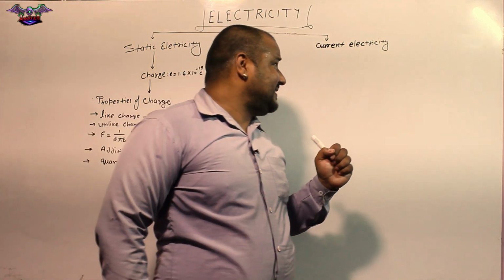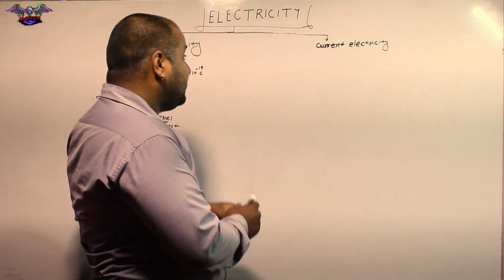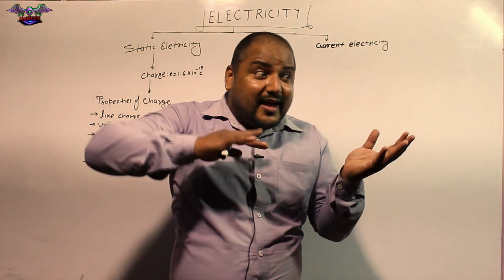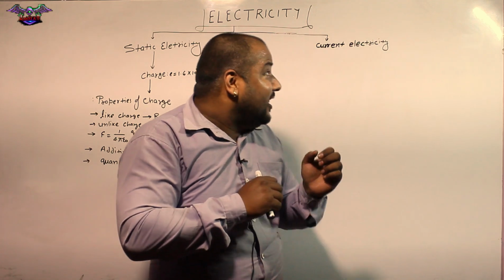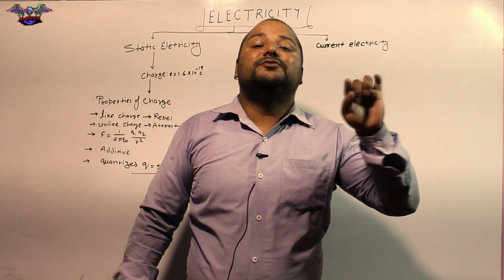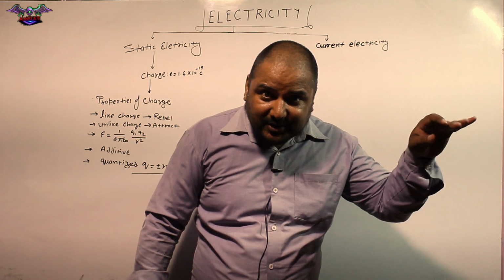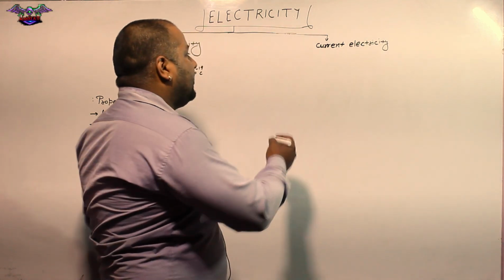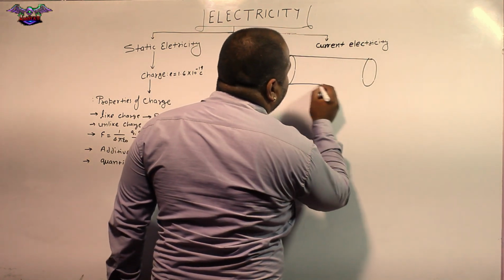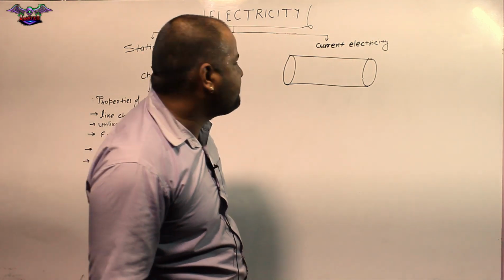Today, further, we discuss current electricity. In current electricity, something is flowing. Air current, water current, you understand? Like that, current electricity means something is flowing. What is flowing? Charge. Charge means electrons. That means there is some conductor. It is only possible in conductors, meaning metals. Metals are good conductors of electricity.